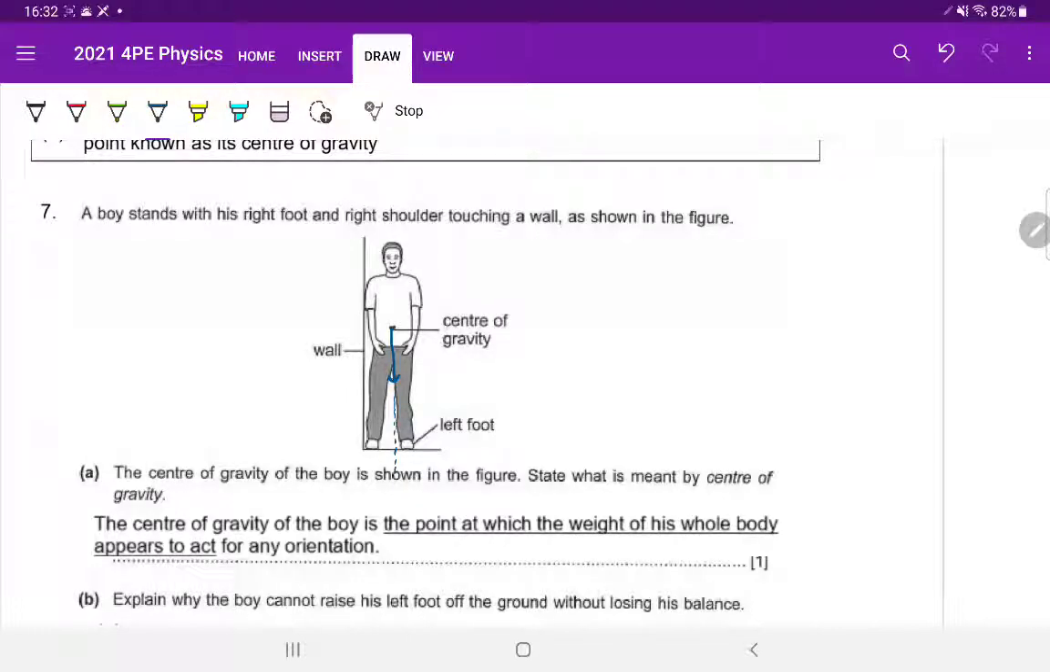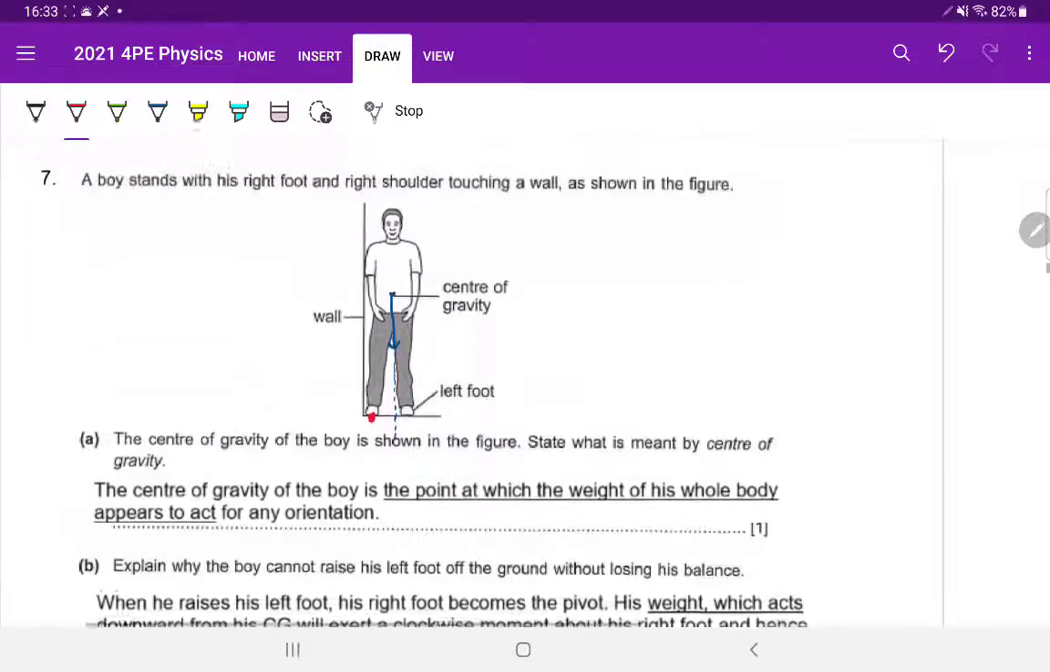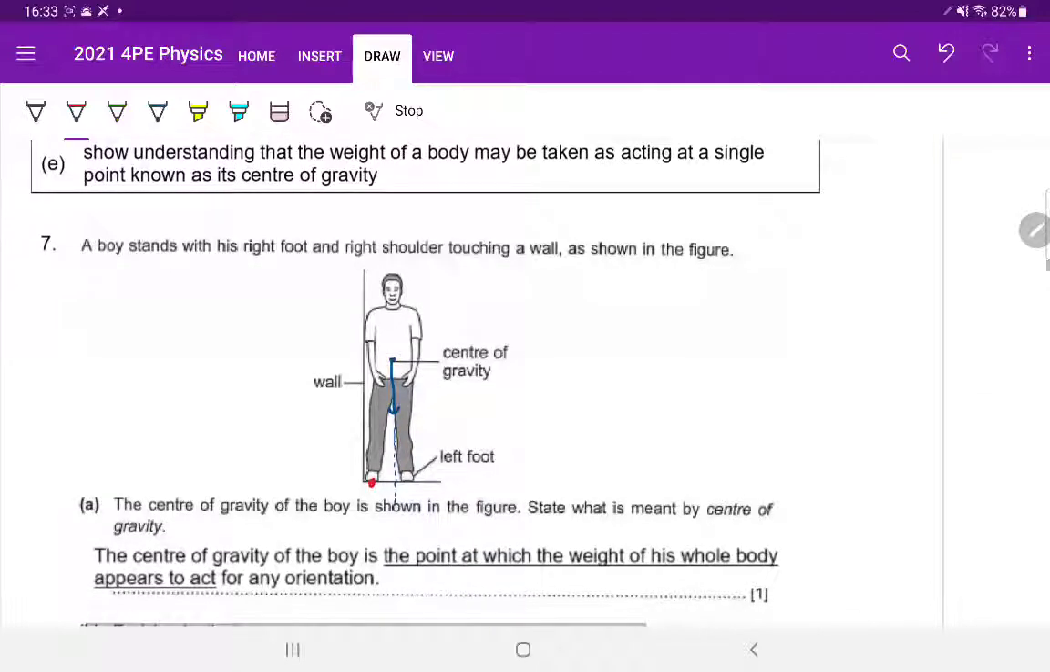So what's the directional moment about the pivot if the left foot is lifted up? It would be clockwise about the pivot, which will be his right foot. And there's virtually no way to shift his center of gravity over his foot because the wall is here. So explain why. Basically, it's because there will be a resultant moment. When you talk about why something will tip over or turn, you need to talk about moments and the resultant moment.